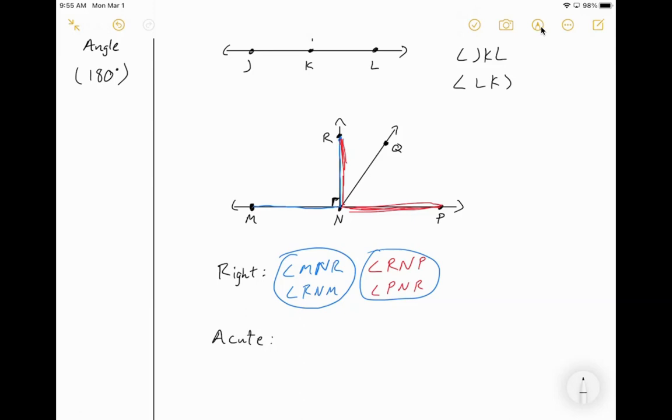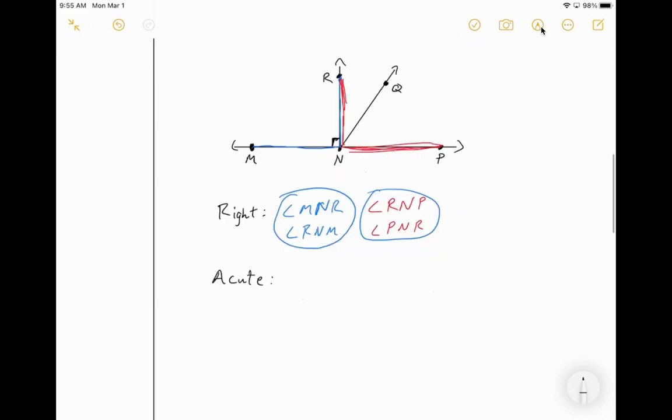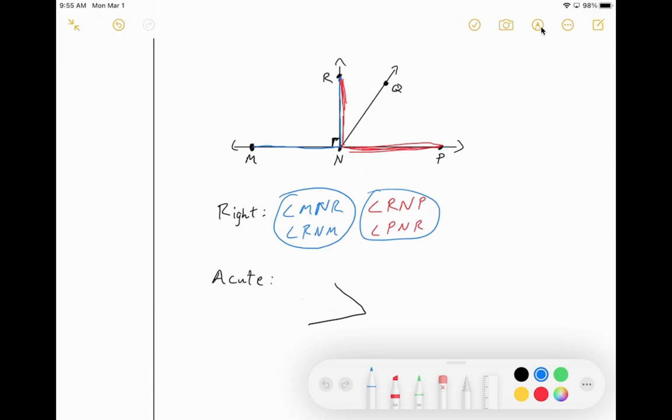Someone asked a really good question. So you always look at the inside of the angle. Someone asked, isn't an obtuse and an acute angle kind of two sides of the same coin? That's a good question. So for example, here's an acute angle, right? This is an acute angle. You always want to look at the inside part.